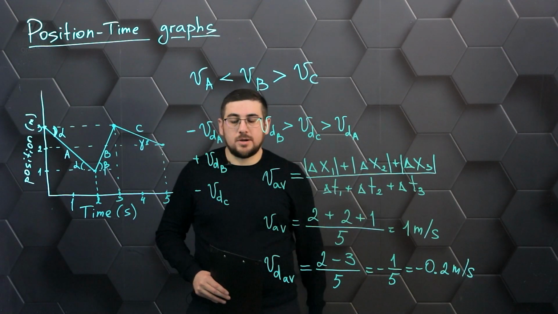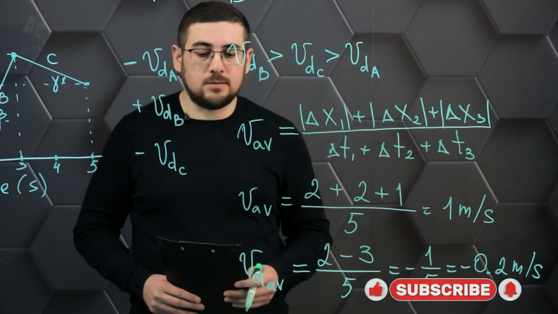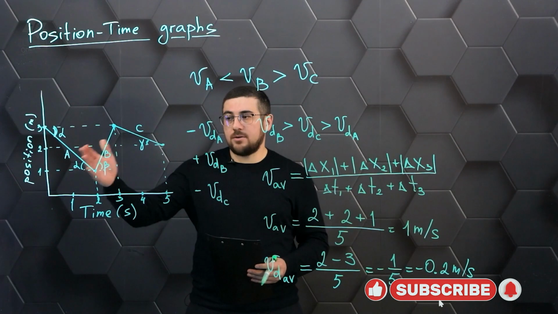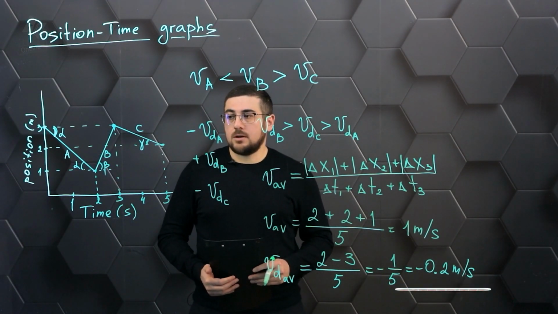So now we have shown you that the average traveling speed and average displacement speed are different speeds. So with the help of the graph, we can also see the difference between them clearly. This concludes our practical lesson.